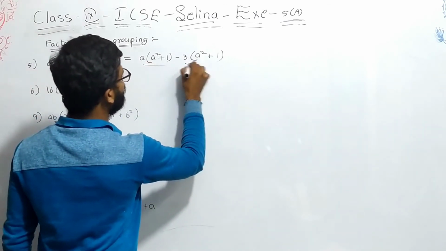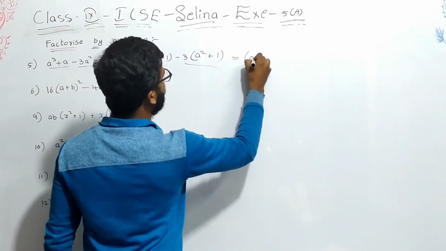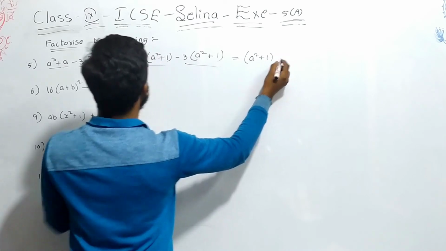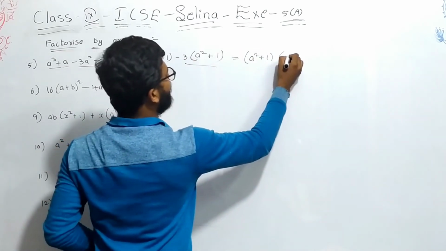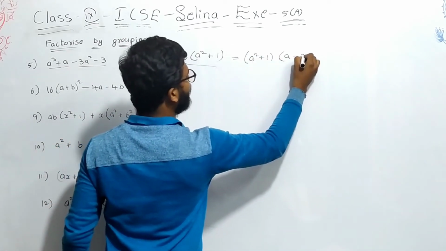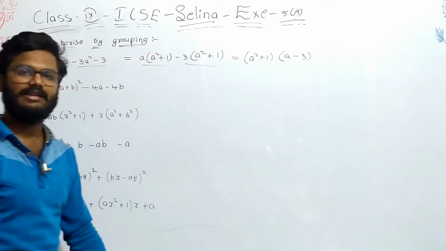So, from again these two, A square plus 1 is common. So, if I take A square plus 1 bracket, here A is remaining and the second one, minus 3, is remaining. So, we have factorized it completely.